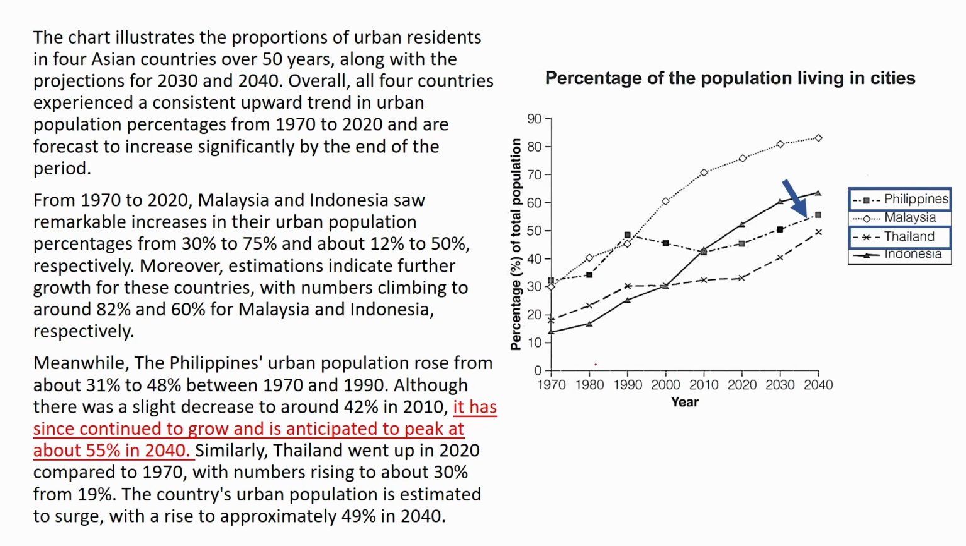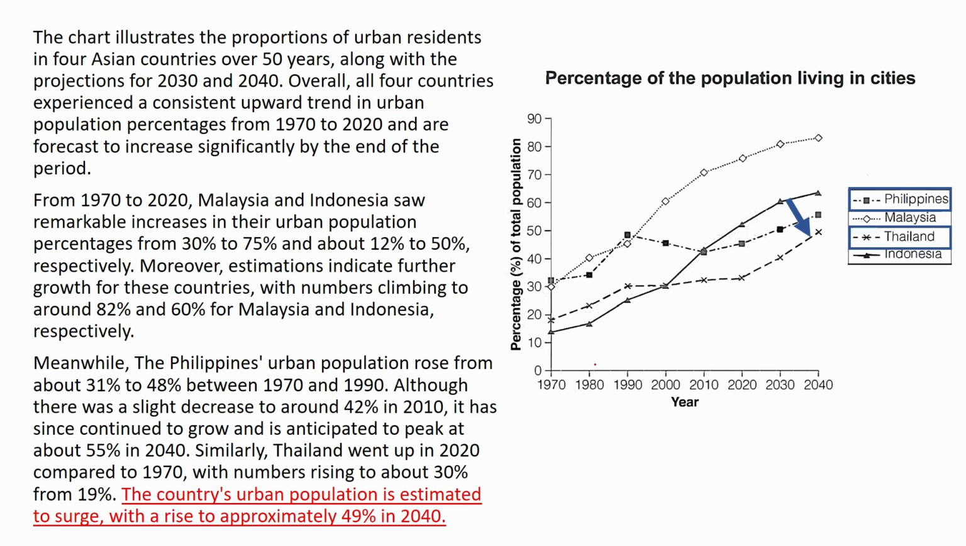Now it's time to get to Thailand. Similarly, Thailand went up in 2020 compared to 1970, with numbers rising to about 30% from 19%. Now it's time to talk about its future part. The country's urban population is estimated to surge with a rise to approximately 49% in 2040.